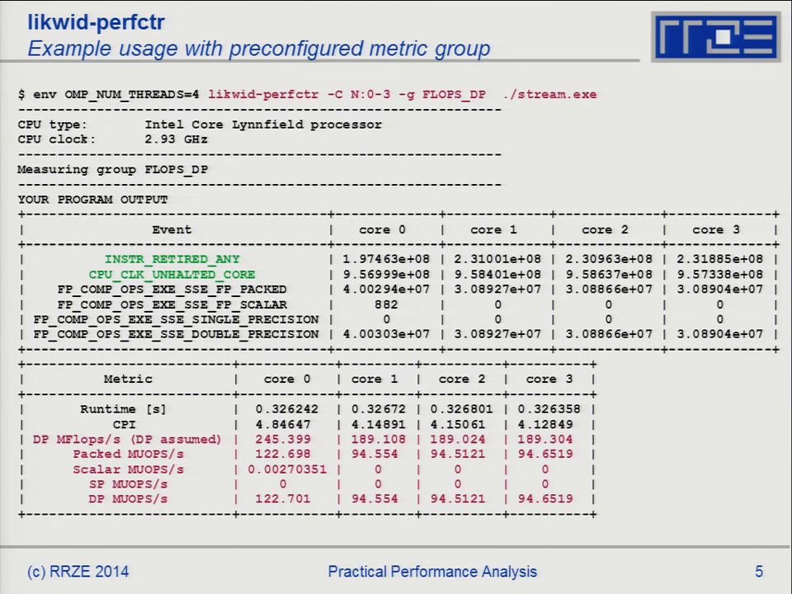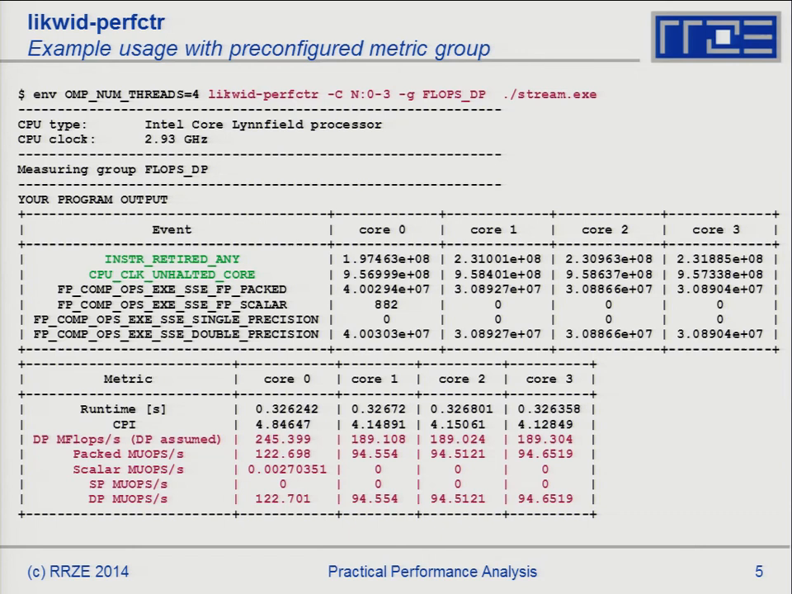So this is an Intel Core i7 processor. I think it's a Westmere type processor, quite old already. The group is FLOPS_DP, and you always get in this mode two blocks of output. You see we're using wrapper mode, so complete end-to-end measurement. All the counts that you get are from start to end. It starts running as soon as the binary starts.